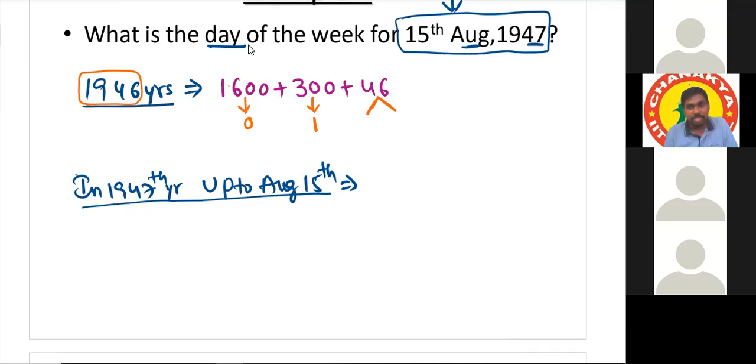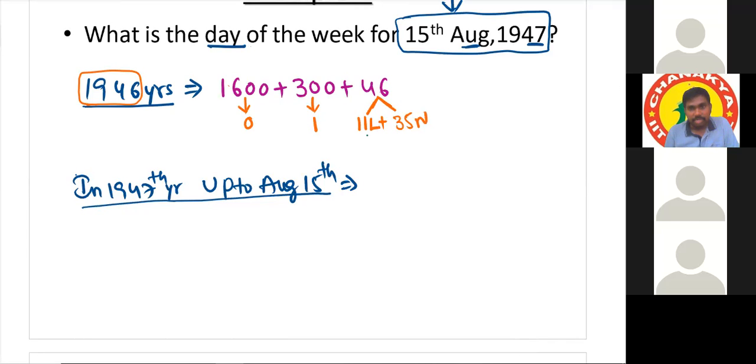We have to split into leap plus non-leap. In 46 years, how many leap years will be there? 11 leap years, and the remaining? Out of 46, 11 are over. How many years are remaining? 35. So in 46 years, 11 leap years, and the remaining 35 normal or non-leap years.